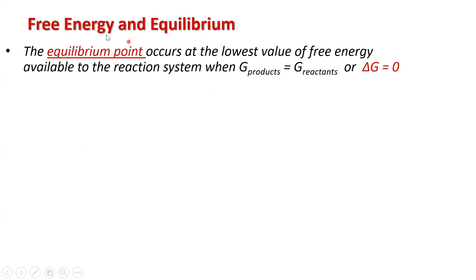Now, relating free energy and equilibrium. Okay, well, if we're at equilibrium, the free energy of the products equals the free energy of the reactants. Everything's at its lowest possible energy. So delta G equals zero at equilibrium. So if we look at our equation and we're at equilibrium, delta G here will equal zero. And if we're at equilibrium, Q will equal K.